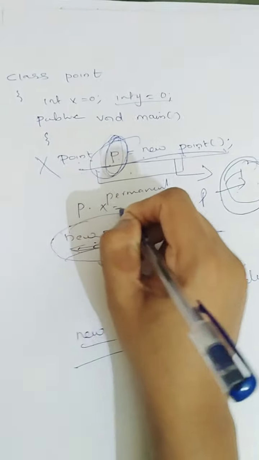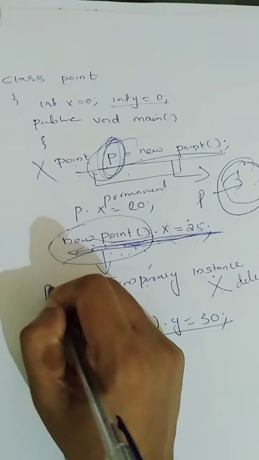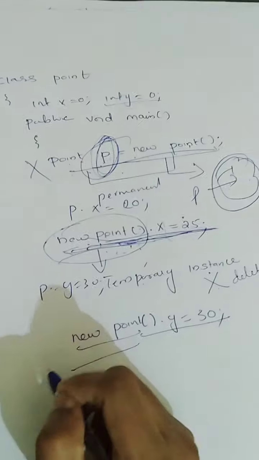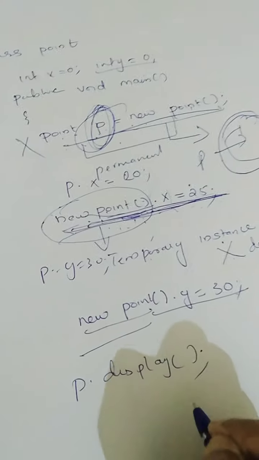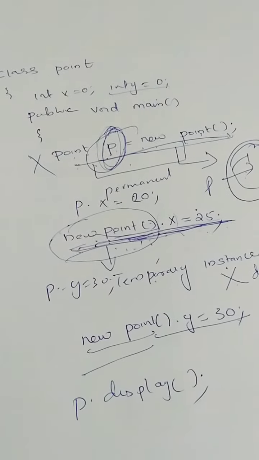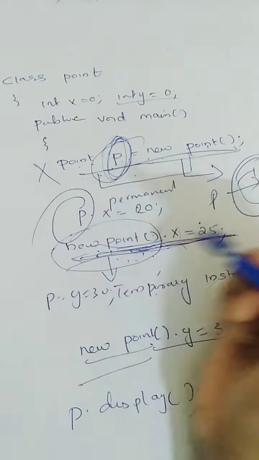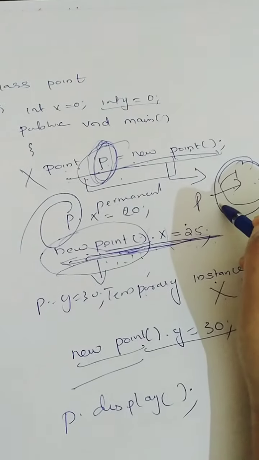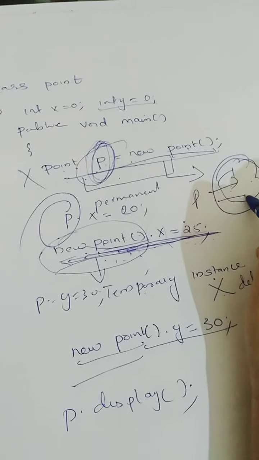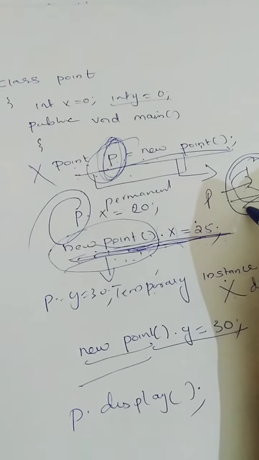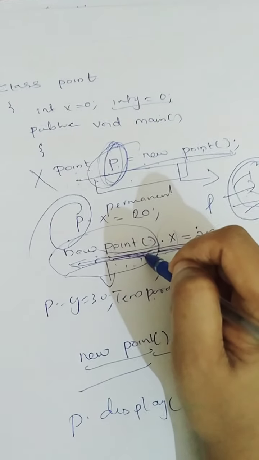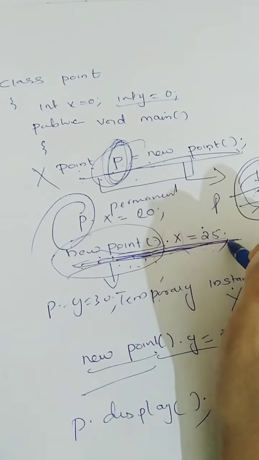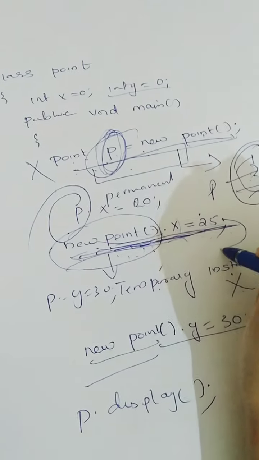That is p.x = 20, p.y = 30, and suppose you want to call a method p.display, so you can use it many times wherever you want, because p refers to the object. It has a reference and it will be there in the memory always. But this is a temporary instance. It will be available only during that statement execution. After that statement execution, it will get terminated. That is what they are saying.